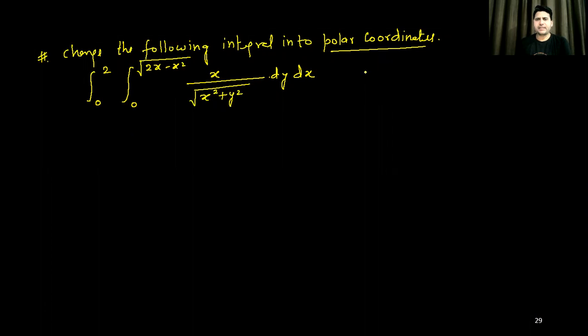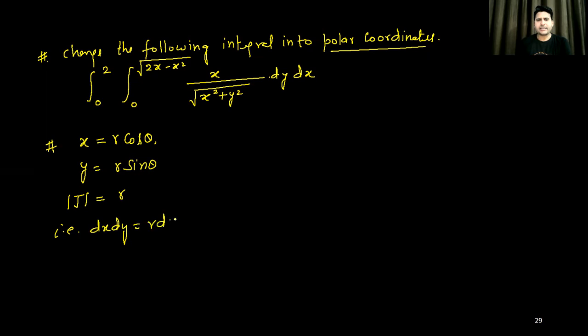As you remember, in polar coordinate we have the substitution that x should be replaced by x equals r cos theta and y should be replaced by what? y equals r sin theta. Moreover, the value of Jacobian that we have found is r. That is, dx dy will also be replaced by r dr d theta. I'm writing these things directly from the previous lecture because we have already discussed why the Jacobian is r.